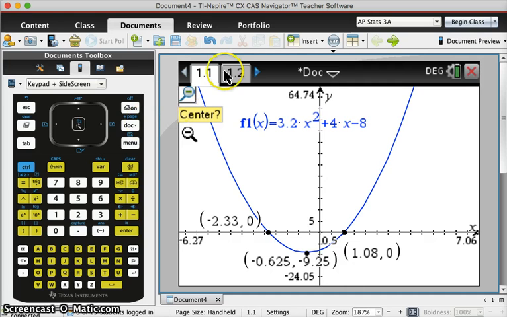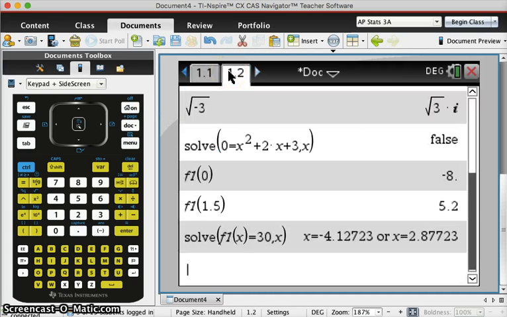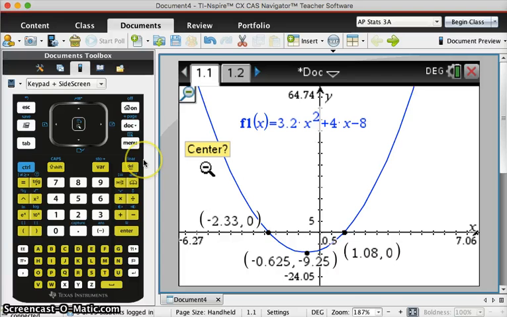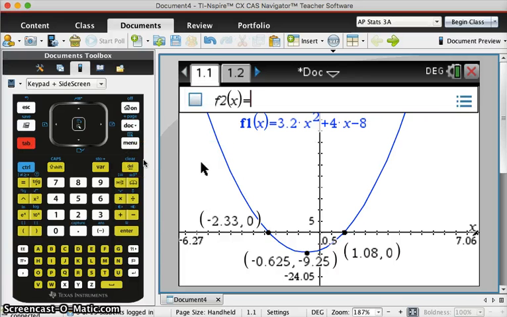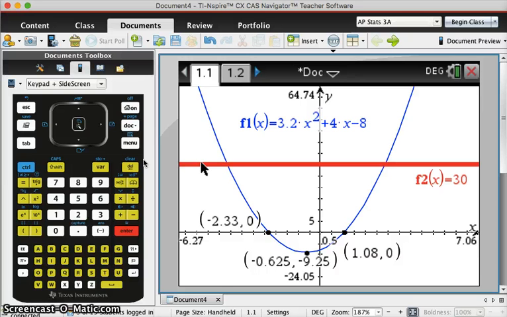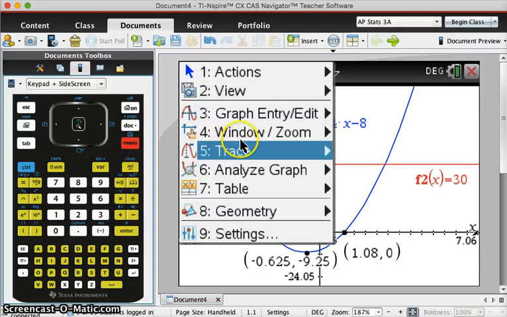I could either do it in the calculator, and I could say, tell me where that is. Solve f of x when f of x equals 30 for x. Or in the graph, you can actually graph. This is kind of an interesting way to do it. You can graph f of x equals 30, or like y equals 30. You're going to get a horizontal line, and I just need to find out where these intersection points are.